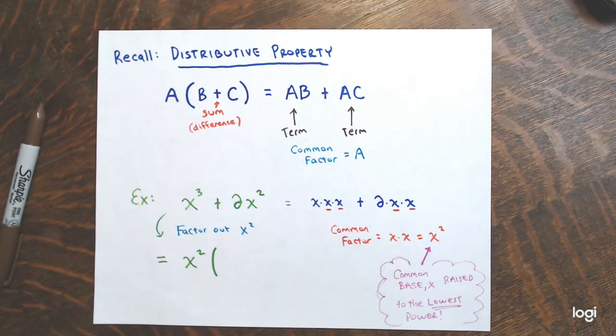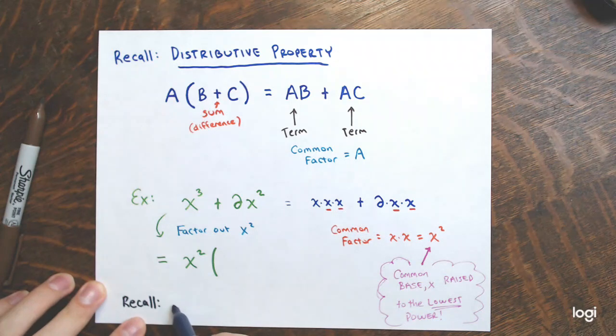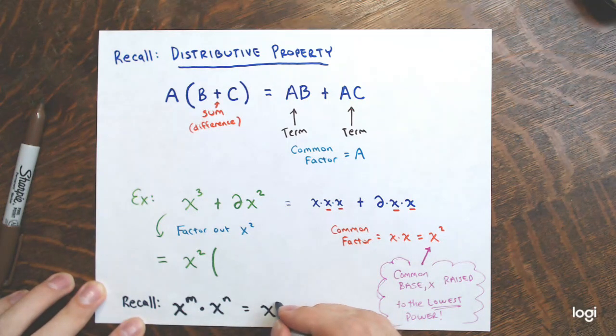And one other thing I need to point out, one other thing we need to remember, is a certain property of exponents. One more recall down here: when you multiply x to the m power by x to the n power, when you multiply two things with the same base, you keep that base, and the new exponent is the sum of the previous two. The new power will be m plus n.